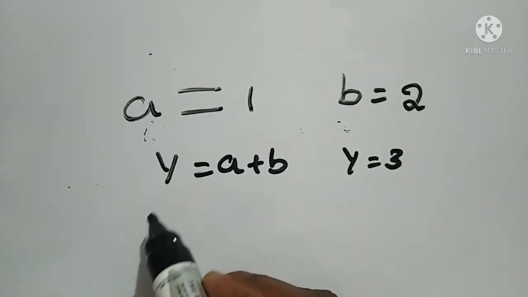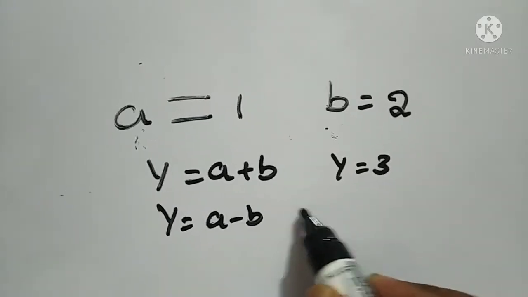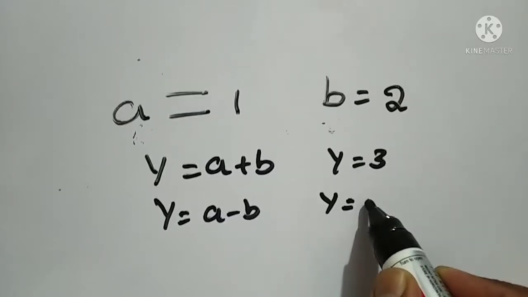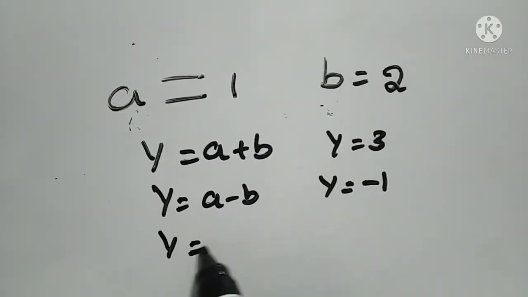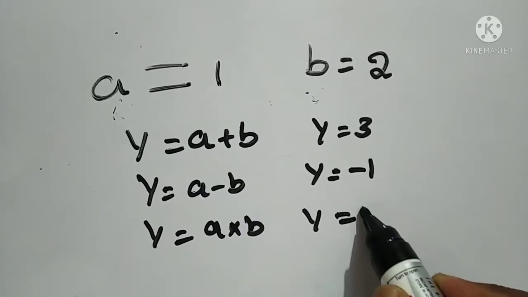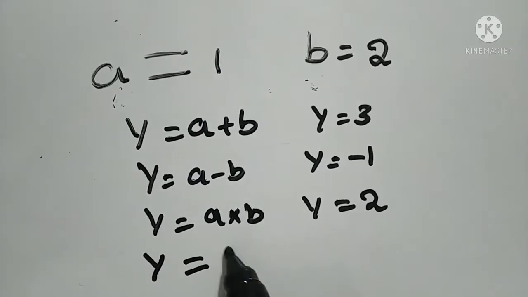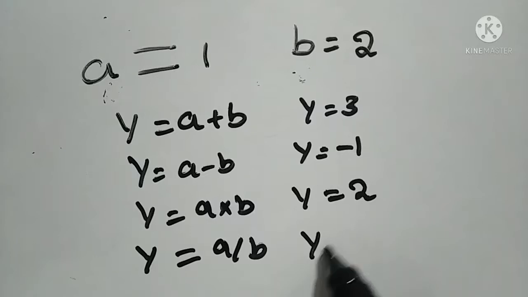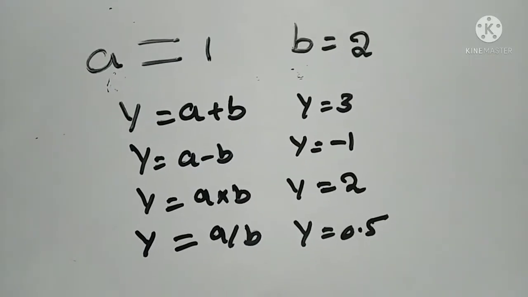If I go for subtraction, y = a - b, then the value of y is -1. If I go for a into b, we have the value y = 2, one twos are two. If I go for y = a / b, then y = 0.5. These are the values we are getting.